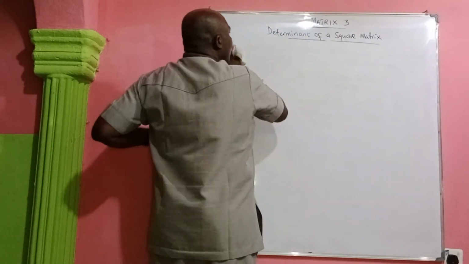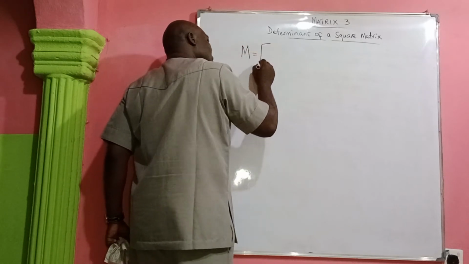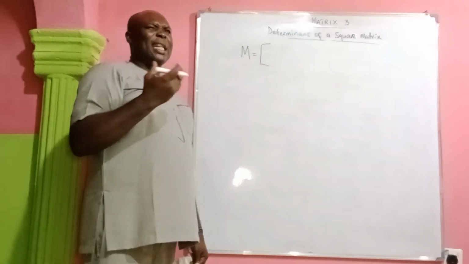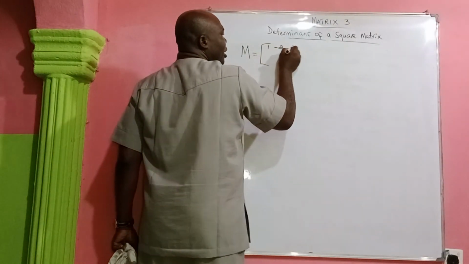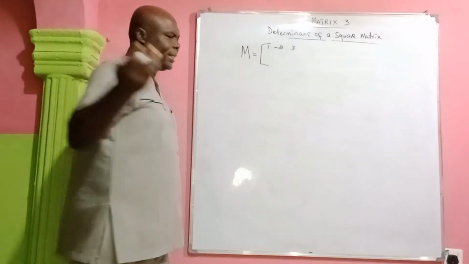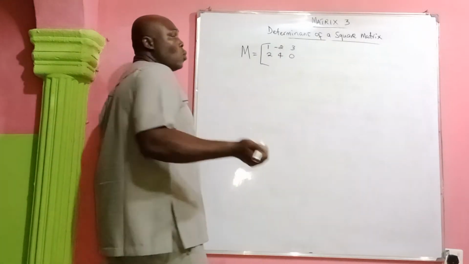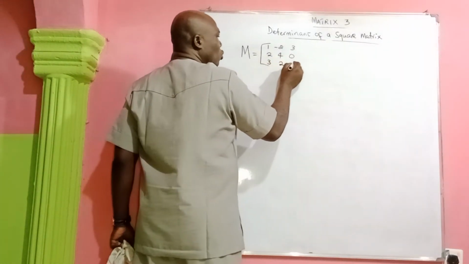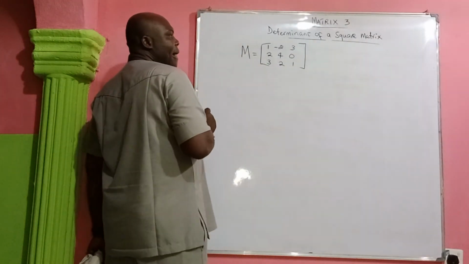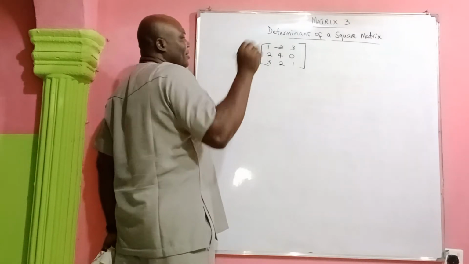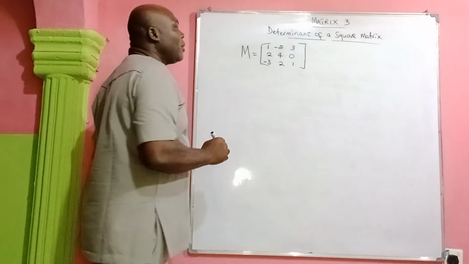Now let's assume that we've been given a matrix, say M, and that matrix has elements like 1, minus 2, 3, and then 2, 4, 0, and then 3, 2, 1. And we've been asked to find the determinant of M. Now, watch me please. I can decide to put another minus sign here so that I'll make it more complicated, but let's see how we can handle that.